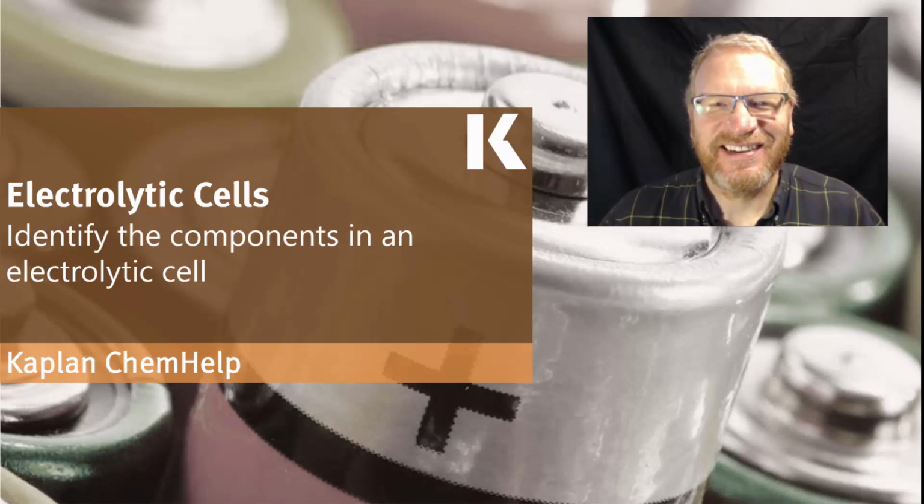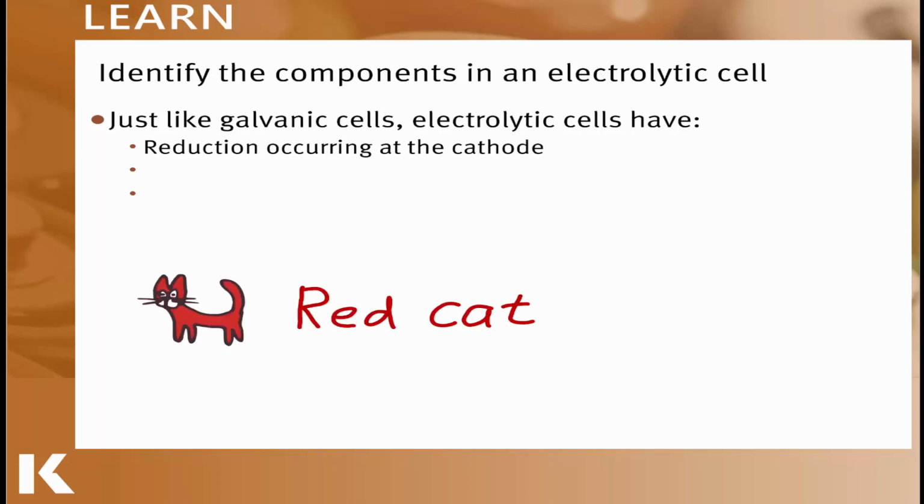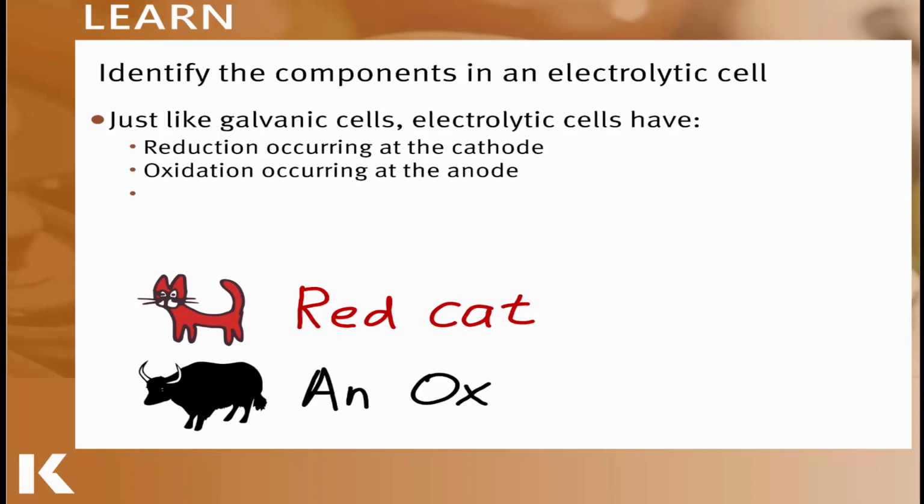Let's get started. To begin then, let's talk about what galvanic and electrolytic cells have in common. They both have reduction occurring at the cathode. I'll remind you, if you've seen these mnemonics, of the first of three animals, the red cat. That helps you remember that reduction happens at the cathode, and that's always the case for galvanic and electrolytic cells. They both have oxidation occurring at the anode. And here's the second of three animals to help you remember that, an ox. So oxidation at the anode.